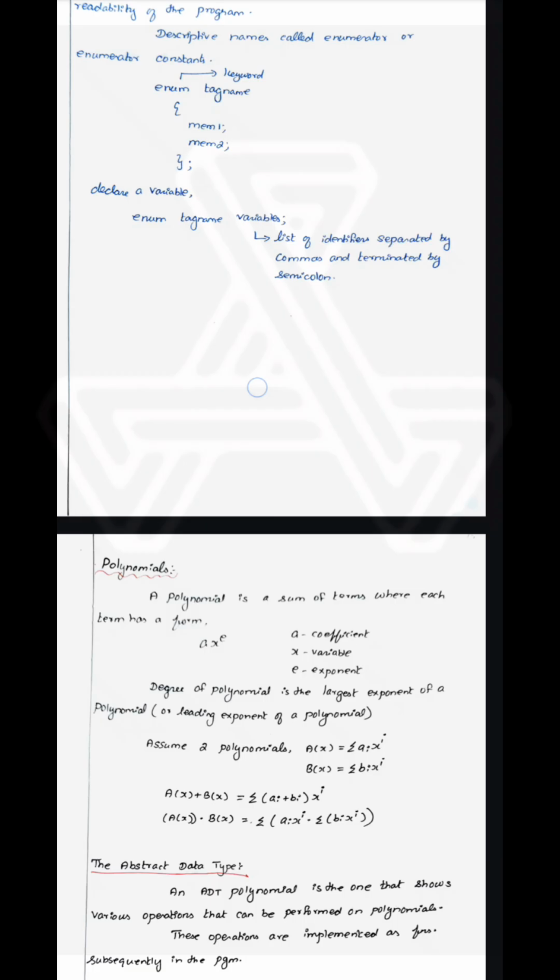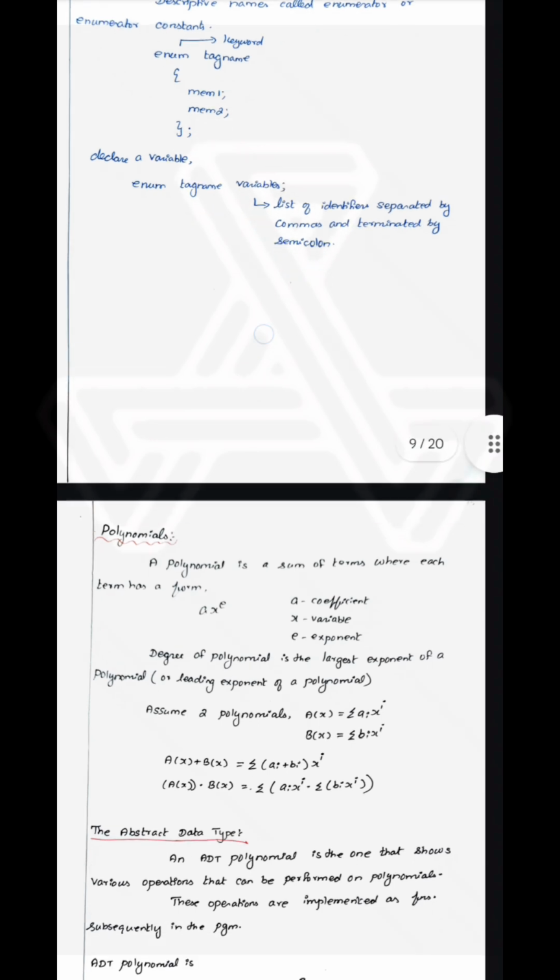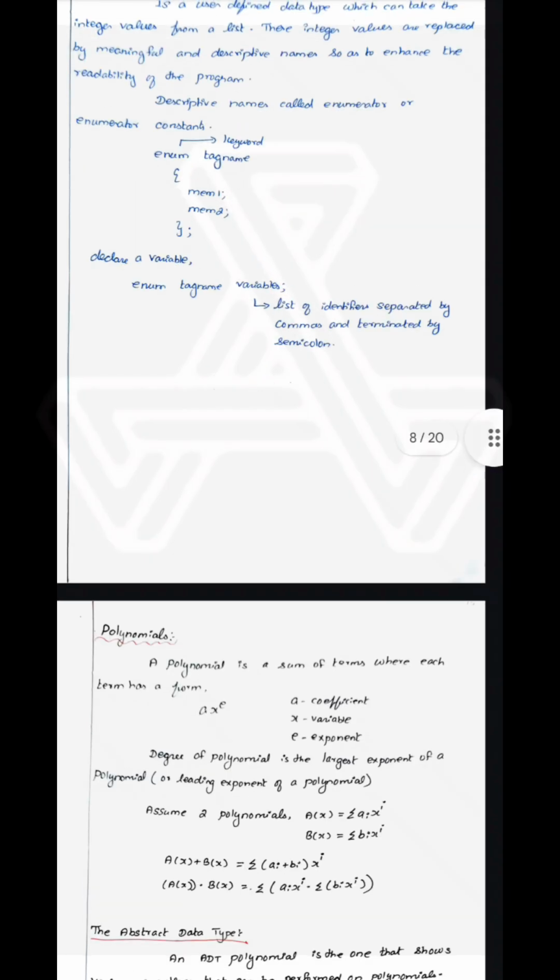Enum tag name, member 1 to member n, terminated by semicolon. Declare a variable: enum tag name, variable list of identifiers separated by commas, and terminated by semicolon.